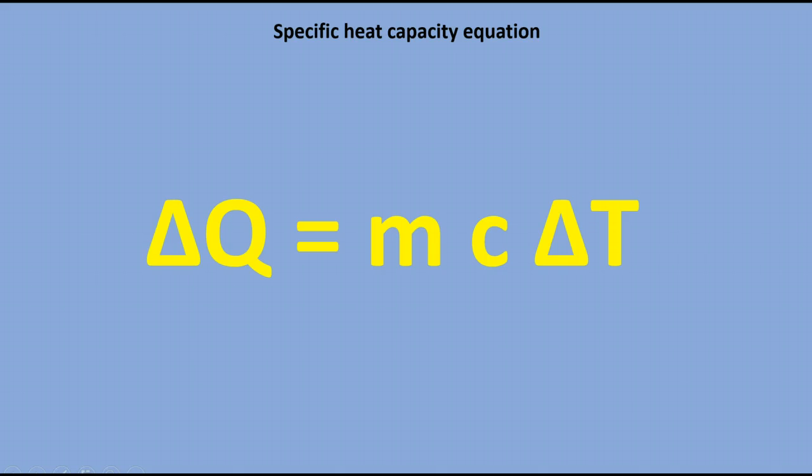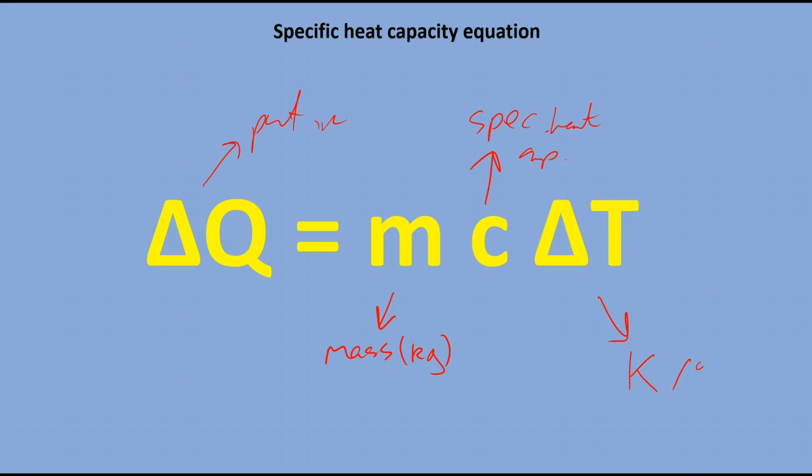So here's the equation that links it all together. My change in energy, or the energy that I put in, is equal to the mass of the object in kilograms times the specific heat capacity, which will usually be given to you, although you might be asked to be finding it, times the change in temperature, and that can either be in Kelvin or in degrees C.